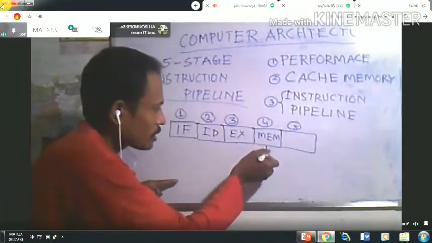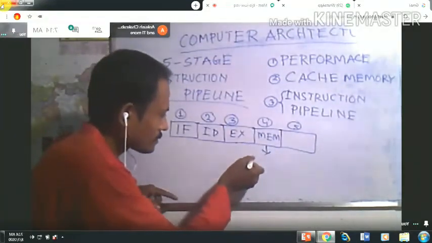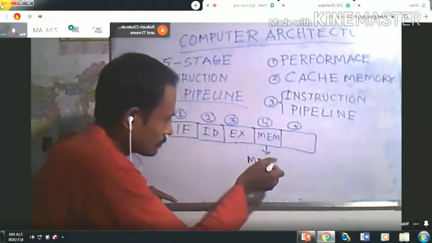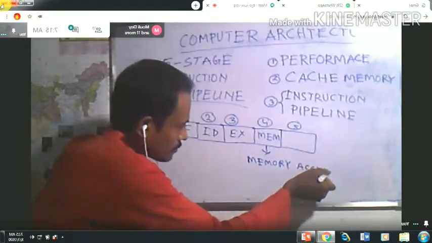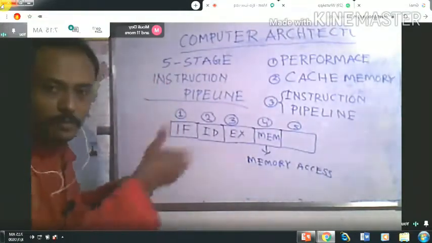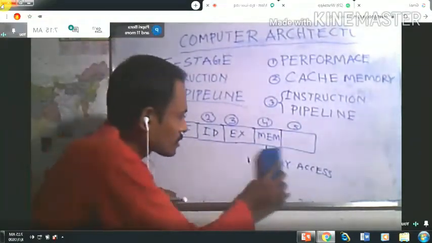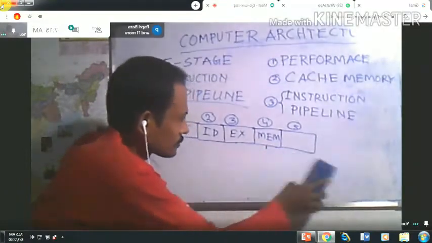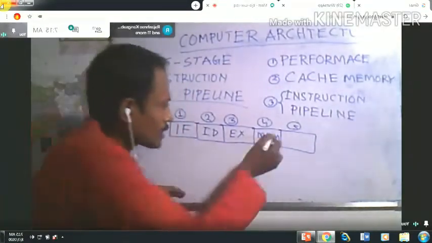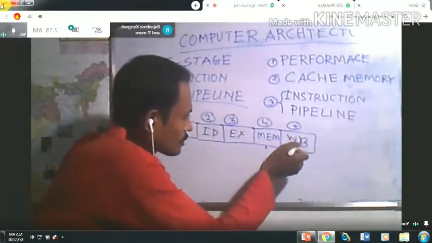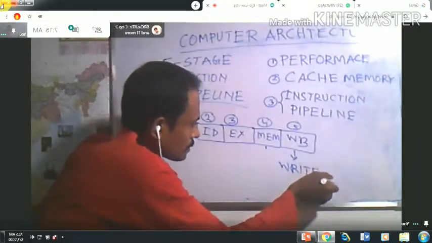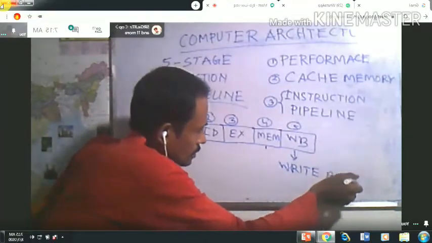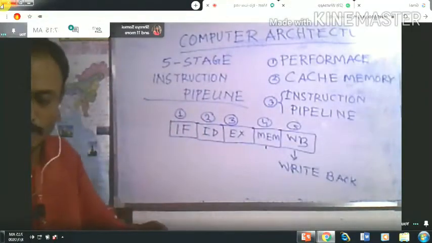So the fourth stage is called memory access. And the last stage is called the write back. Okay.